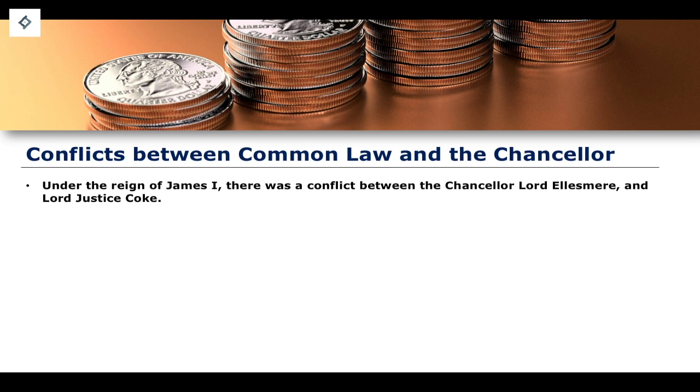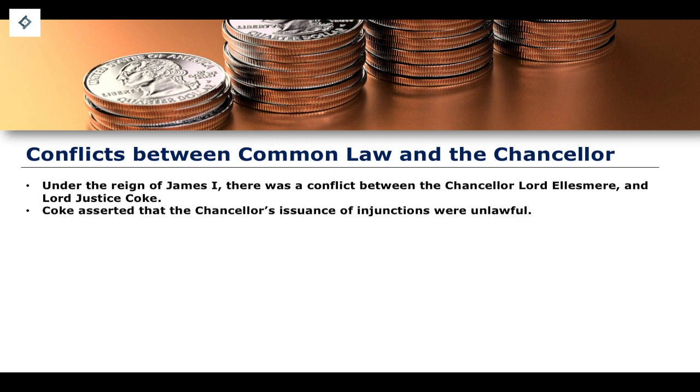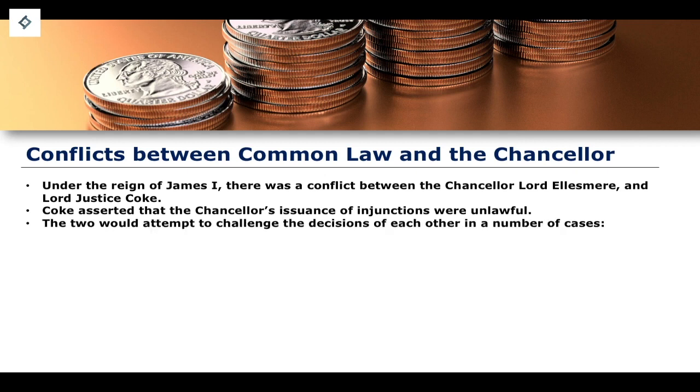Under the reign of James I, for example, so we're skipping all the way to the period of 1603 to 1625, there was a conflict between the Lord Chancellor under James I, who was Lord Ellesmere, and Lord Justice Coke. Coke asserted that the Chancellor's issuance of injunctions was unlawful, essentially making the claim that the common law was clashing with the Court of Chancery. The two would attempt to challenge the decisions of each other in a number of different cases.